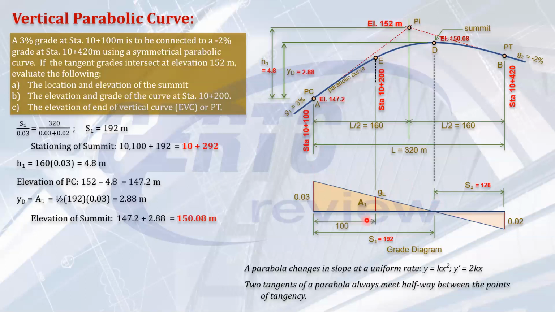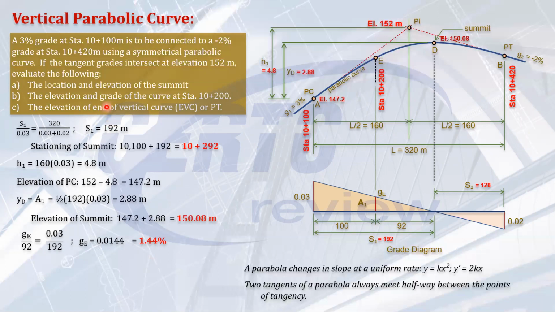So this is 100 meters and this should be 92 meters. You can solve GE by proportion. It is also required here to solve the grade of the curve. So GE is to 92 meters as 0.03 is to 192. So we can solve our GE. In decimal, that's 0.0144, or 1.44%. So we have already answered the grade of the curve.